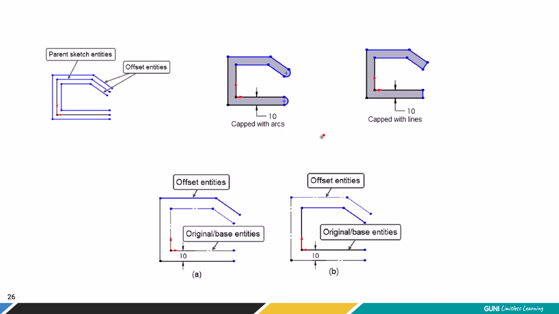Now along with that, we do have options. You can simply offset on both sides. You can also add the cap end. It may be circular or simply plain lines. So these two figures explain the same thing. You can convert the geometry, either base geometry or offset geometry, into construction geometry.